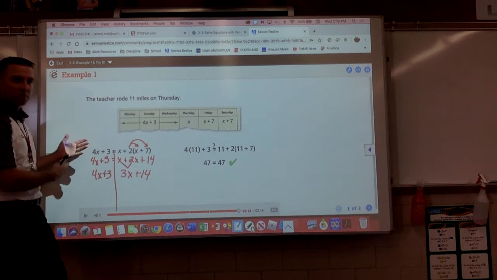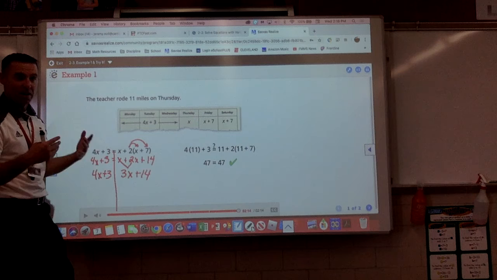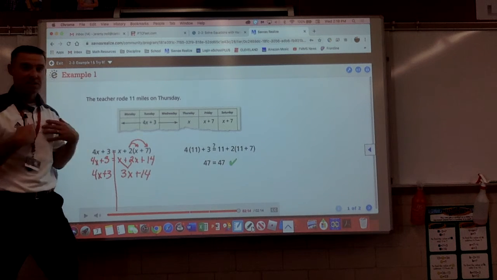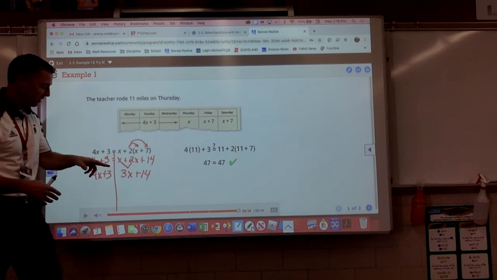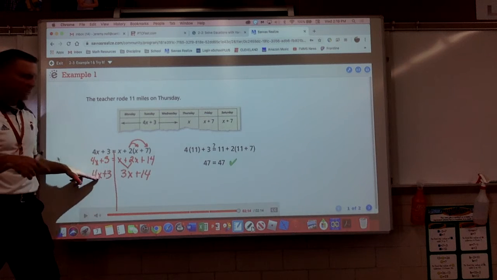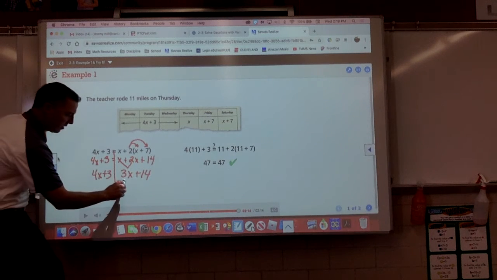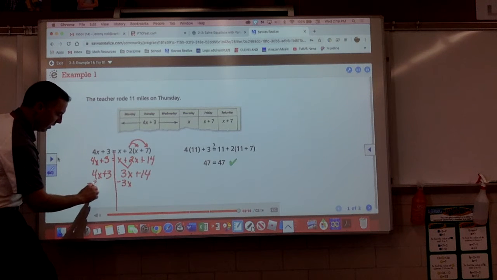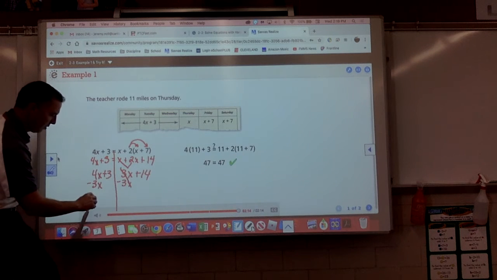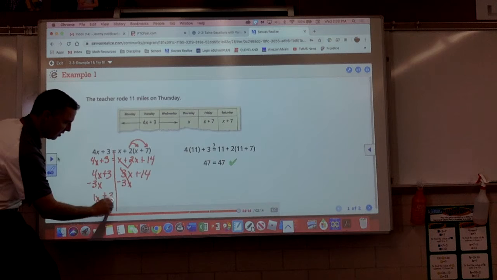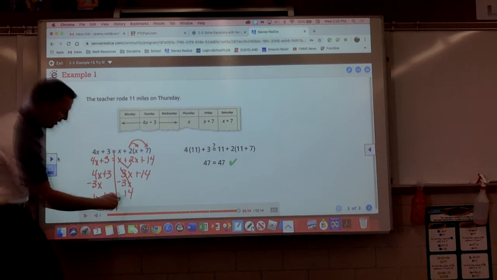Move the variable term to one side. Start with the smaller of the two coefficients. 3x, take it away. We're using inverse operations. That will leave us 1x plus 3 equals 14.